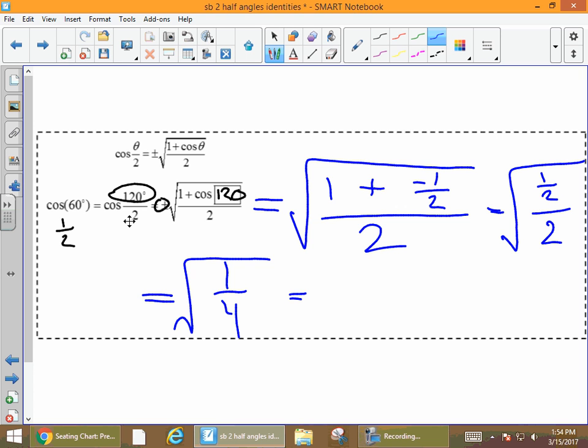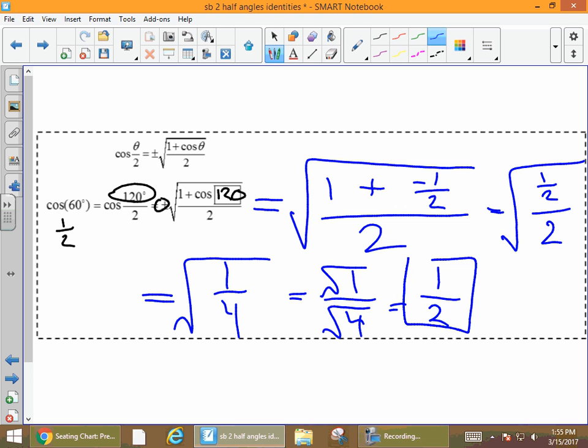We take the square root of the top over the square root of the bottom. So it's going to be the square root of 1 divided by the square root of 4. So what's the square root of 1? 1. And what's the square root of 4? 2. I already said it. My brain thinks faster than my mouth sometimes. So our answer is 1/2, which we know is right because we already know what the cosine of 60 was.